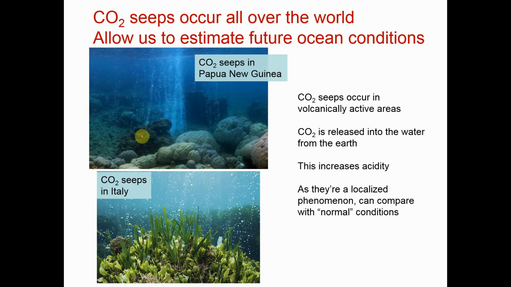This CO2 then increases acidity in the same way that increased atmospheric CO2 would increase acidity. And the critical thing about these CO2 seeps is that they're a very localized phenomenon. They're not very big at all. Many of these CO2 seeps occur on a scale of a couple of meters. As a result, we can compare what happens in these CO2 seeps with normal conditions that are often found only a few hundred or tens of meters away from the seep itself.